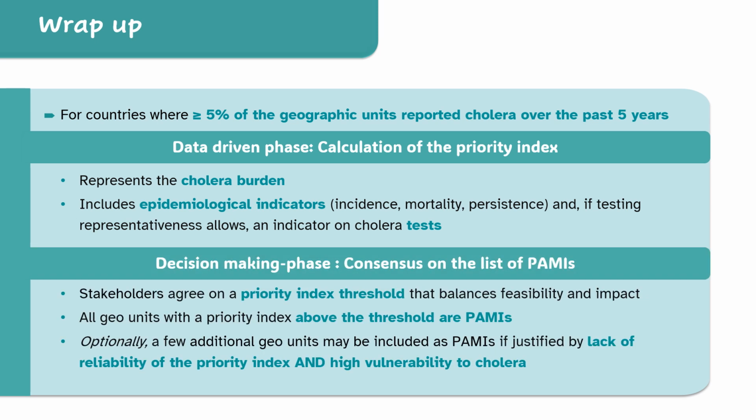The second phase is to decide on the list of PAMI taking into account the priority index. Country stakeholders agree by consensus on a priority index threshold, balancing the feasibility and the potential impact of the NCP. All geographic units that have a priority index above the selected threshold are PAMI for cholera control. Optionally, a few additional geographic units may also be PAMI, despite having a priority index below the selected threshold if it is determined that their priority index lacks reliability and if they are highly vulnerable to cholera.